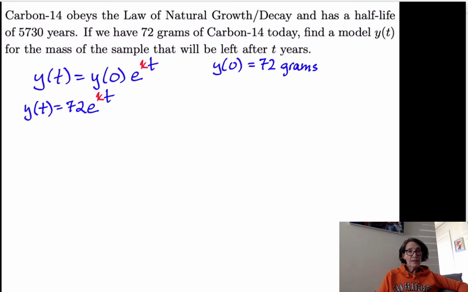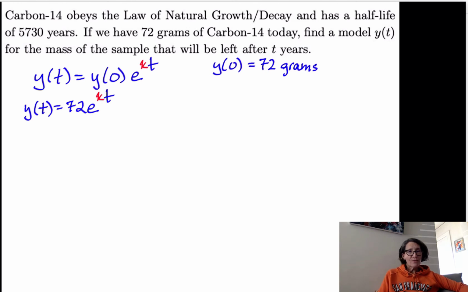First of all, let's think about the problem. Carbon-14 is a radioactive substance, and every living organism has a certain amount of carbon-14, or C14, in it. But when the organism dies, the amount of C14 present starts to decay. The function is going to be a decreasing function, so that means k has to be a negative number. Hopefully when we find it, it will be negative.